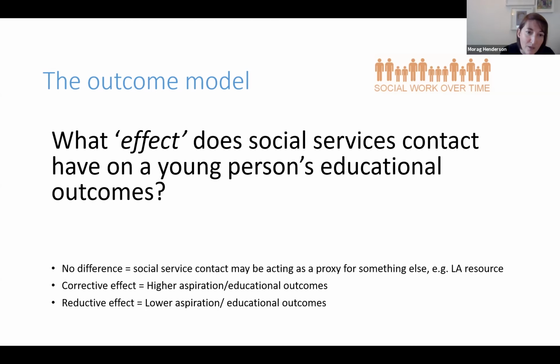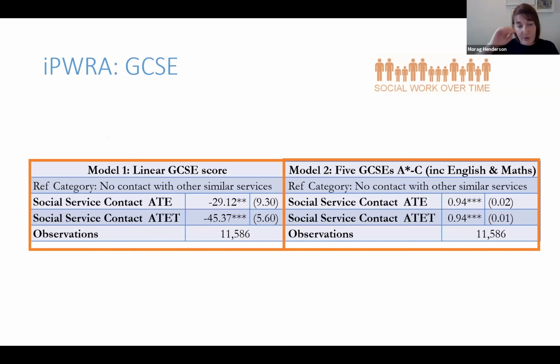And again, I'm not sure that we can, but you might see lower aspirations either through labeling theory or some other self-fulfilling prophecy dimension. So we can start to think about what direction we would expect these results to go. And just talking you through the outcome model for the GCSE first.